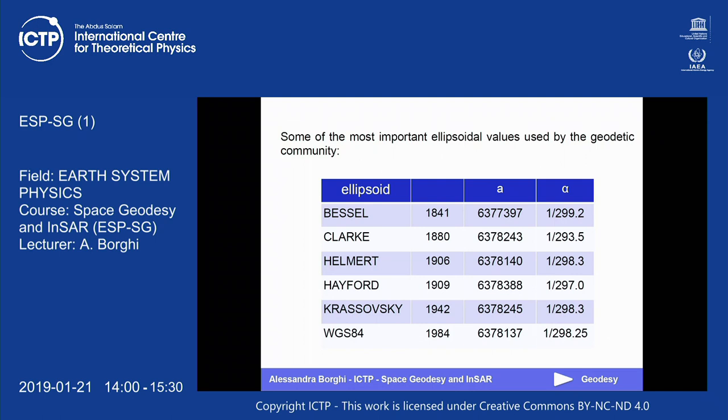In the past, different definitions of ellipsoids were given by changing these two parameters, and these are really used for mapping applications. A lot of mapping is based on this type of ellipsoid, for instance the Bessel ellipsoid. And now we use the WGS84 ellipsoid. This is the ellipsoid related to the GPS measurements, so this definition became very important.